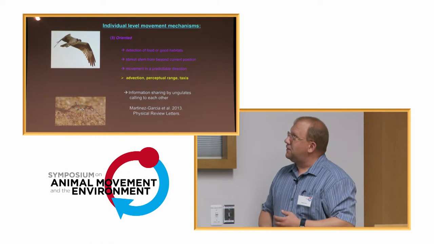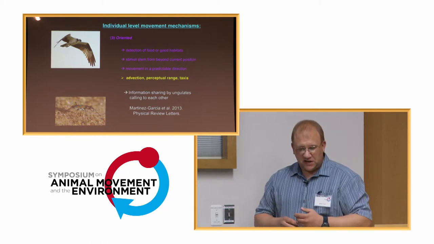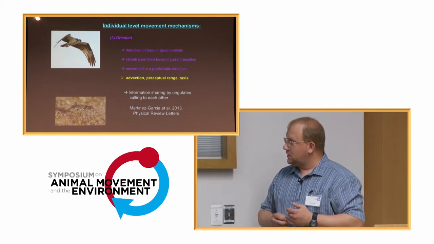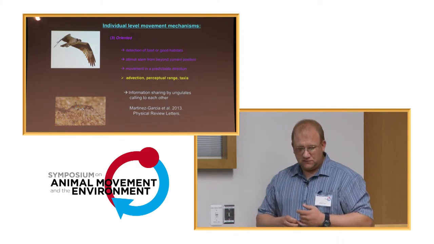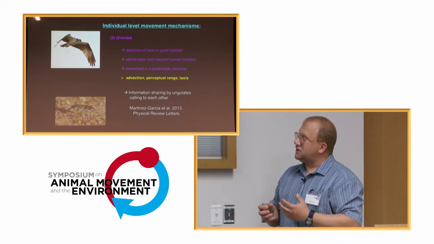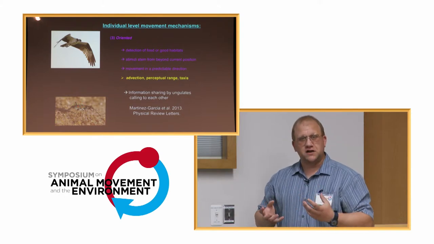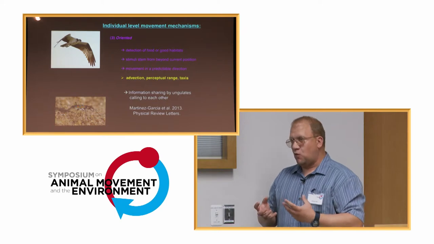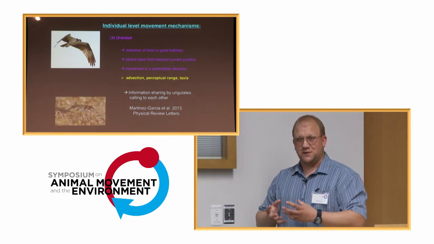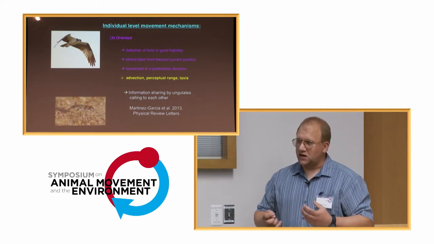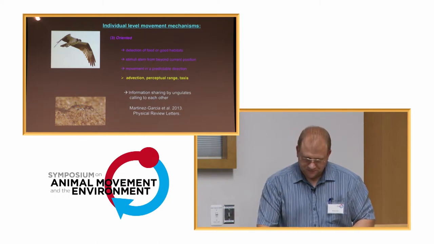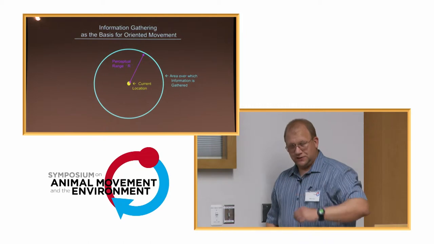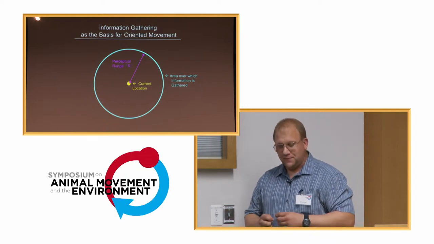A good example of this pertaining to ungulates from our group is a paper in Physical Review Letters by Martinez-Garcia et al. recently. The idea here is that information can be shared among individuals, that they can call to each other, and that this can inform the decision of where individuals may go based upon collective information gathering. If you want to talk about that, Justin Calabrese is in the back, and you can corner him.